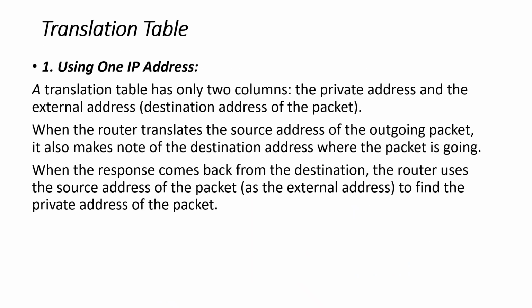Translation table, using one IP address. A translation table has only two columns, the private address and the external address, that is the destination address of the packet. When the router translates the source address of the outgoing packet, it also makes note of the destination address where the packet is going. When the response comes back from the destination, the router uses the source address of the packet to find the private address of the packet.